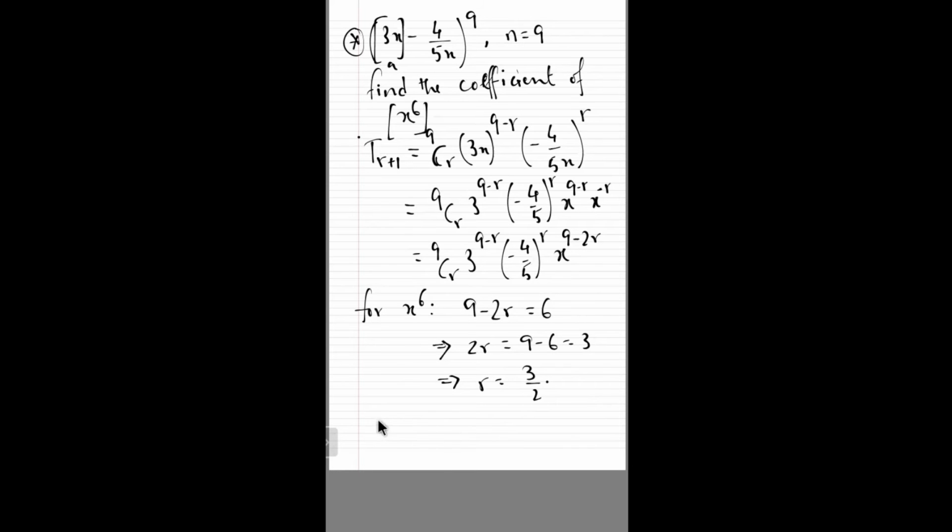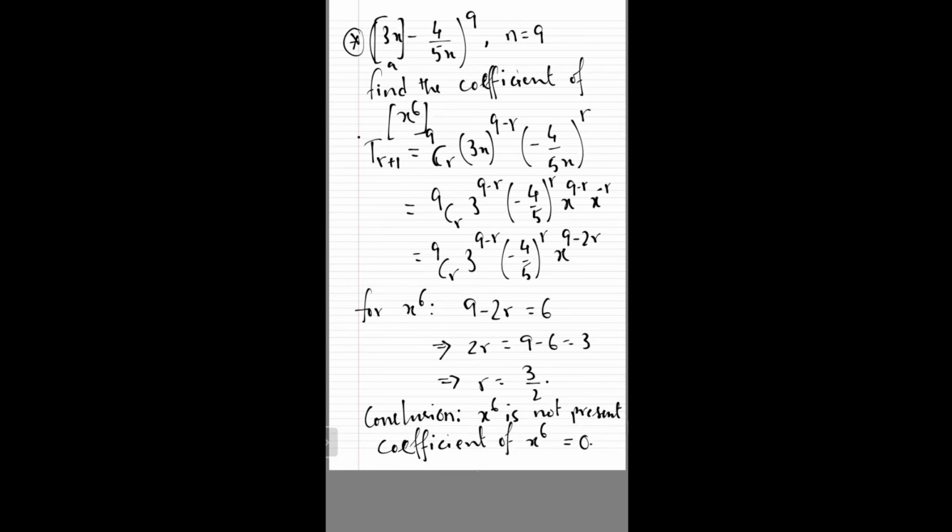We can say that since r is becoming a rational fraction value, that means the term x to the power 6 is not present in the expansion of this thing. So the conclusion is that x to the power 6 is not present, and its coefficient is nothing but 0.